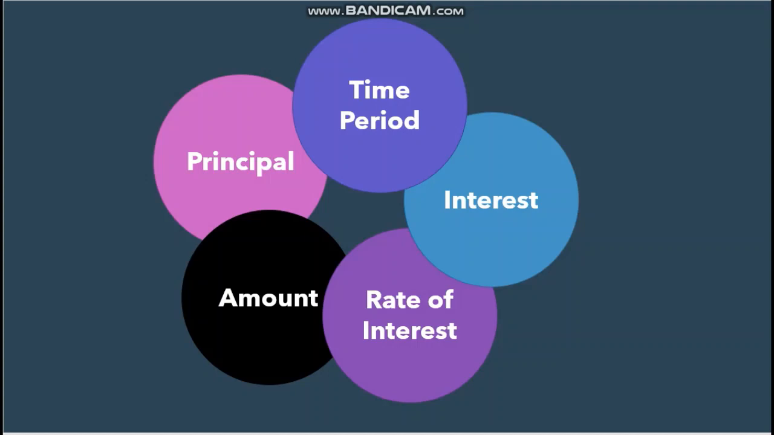Now what is the amount? Amount is the total money, that is the principal amount, and the extra amount, that is the interest that is to be paid, together known as the amount. Now we shall solve worksheet 4, question number 1, 2 and 3.